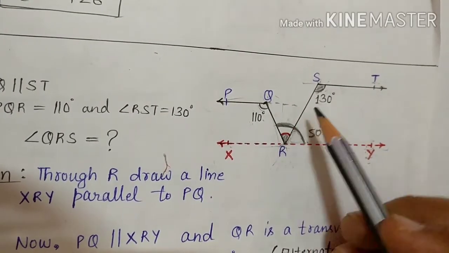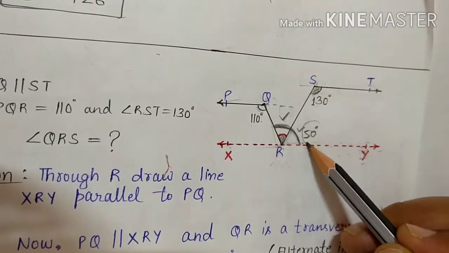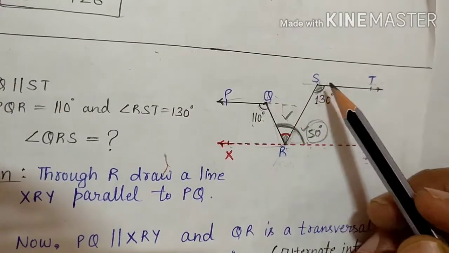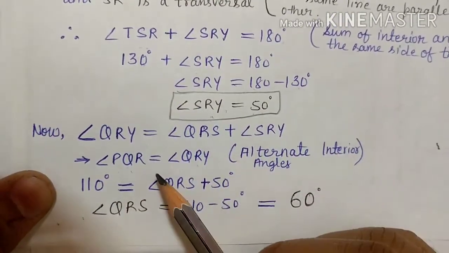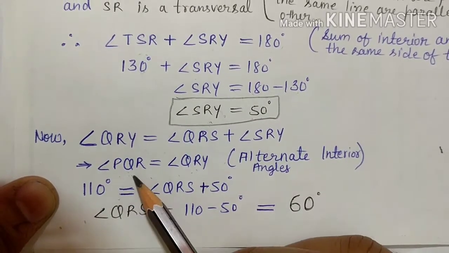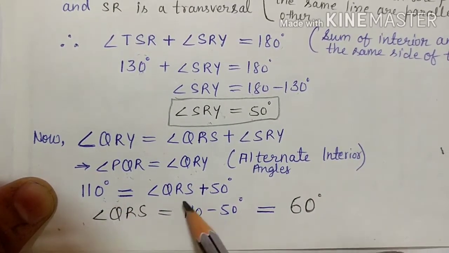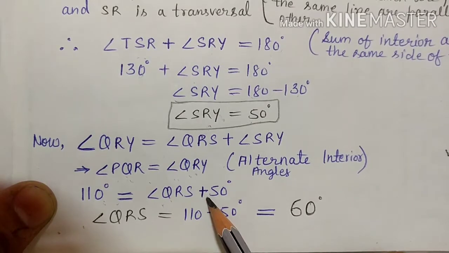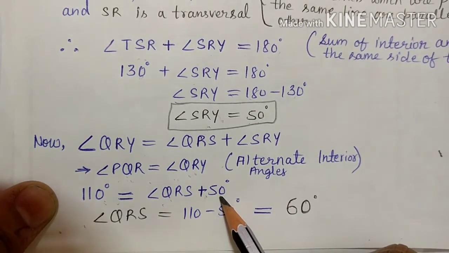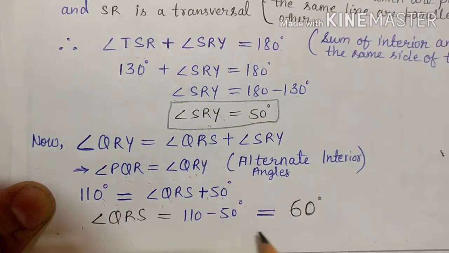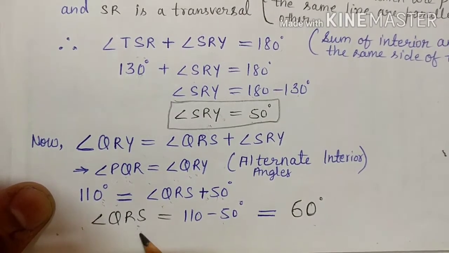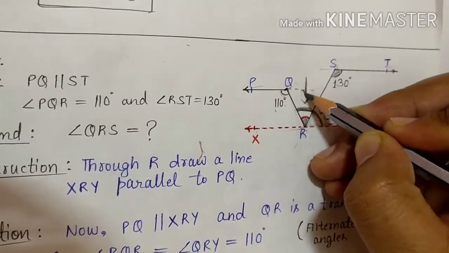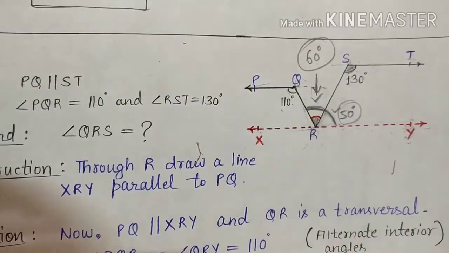And QRY is made from these two angles, this angle and this angle. This angle is already given as 50 degrees. From 110, if we subtract 50 degrees, we can find the value of QRS. So PQR equals QRY, therefore 110, which is already given in the question, equals QRY. Angle QRY is made from angle QRS plus angle SRY, and SRY is 50 degrees. So 50 degrees subtracted from 110 comes to 60 degrees. So angle QRS is 60 degrees. In this way we have found our required angle, 60 degrees. I hope it is clear to you.